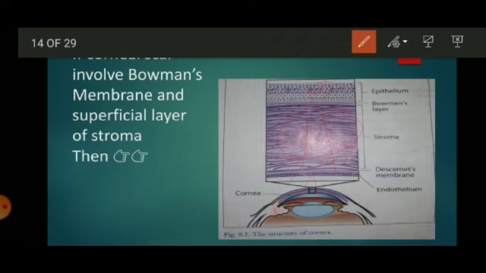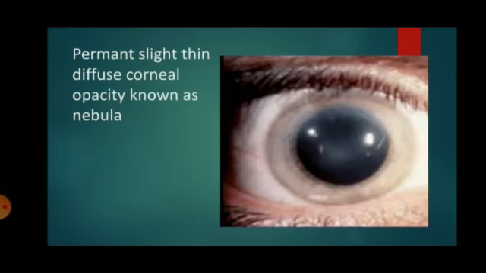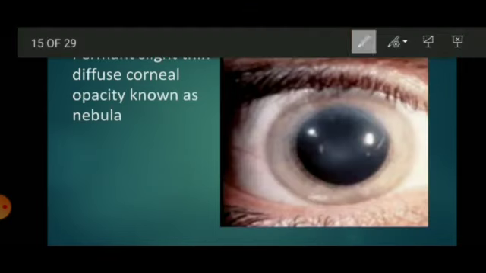But then the regressive stage comes, where the stromal edema resolves and the dead material is thrown off, and then healing starts. If there is epithelial damage, then a fibrous scar will be there. But if the corneal scar involves Bowman's membrane, then as we know Bowman's membrane can never be regenerated, so there will be a permanent slight thin opacity known as nebula around the cornea. A permanent thin diffuse corneal opacity known as nebula.